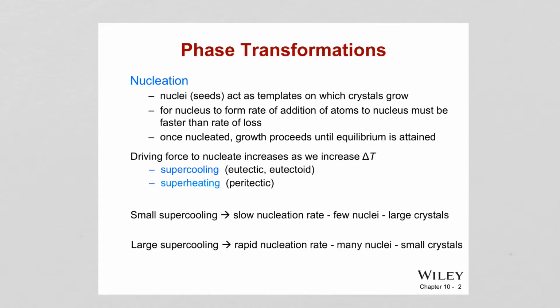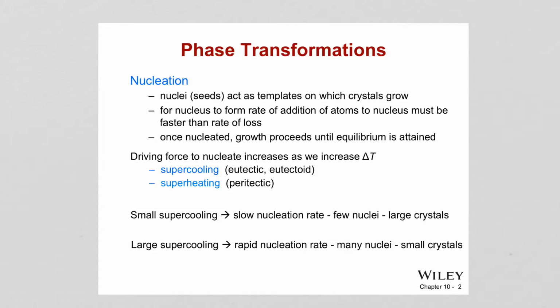So once this nucleus forms, which we can say is now a stable structure, it is capable of growing, and growth will proceed until equilibrium is reached, meaning until the equilibrium phases are achieved. So the phases that are shown with the phase diagrams, right? Those were the equilibrium phases. Okay, so we're gonna see these concepts in the next slides.